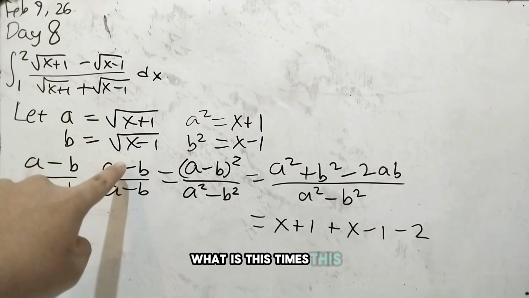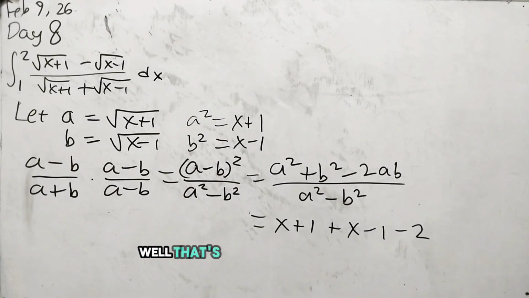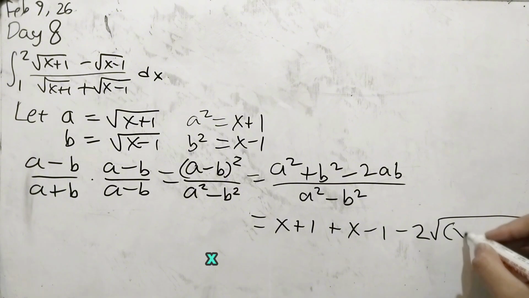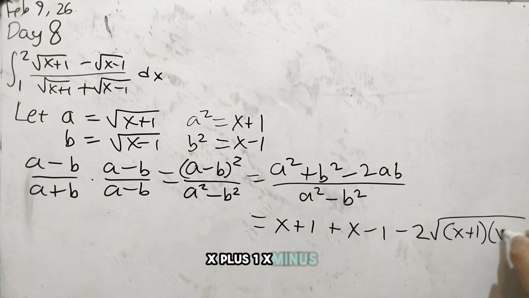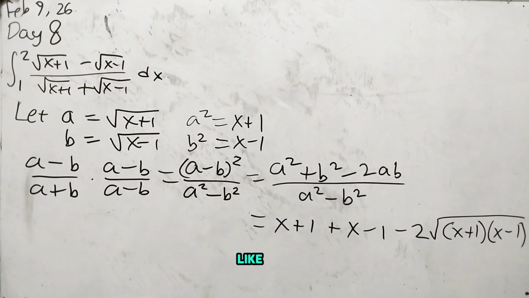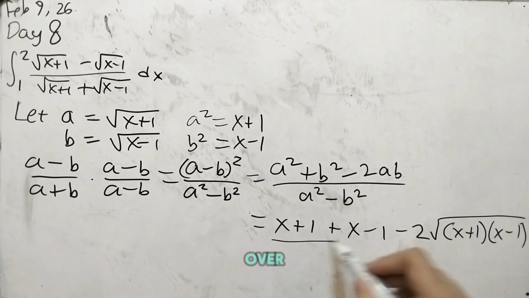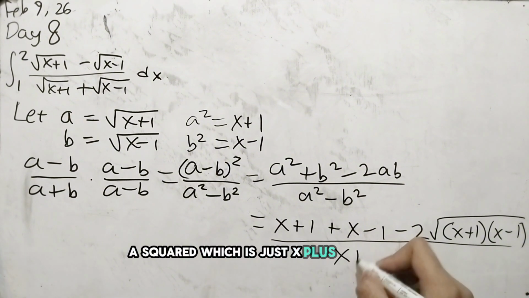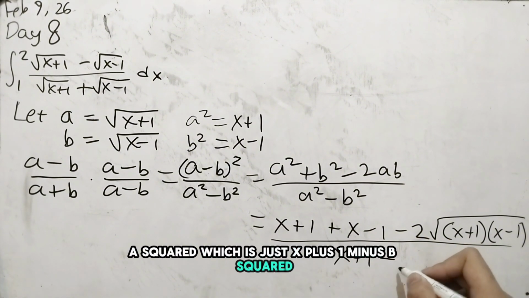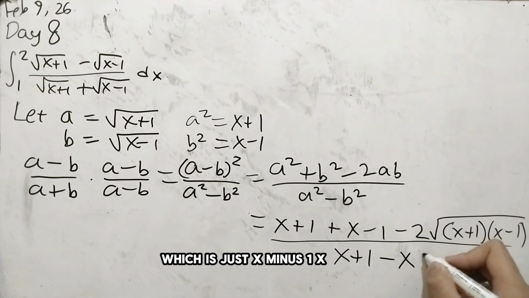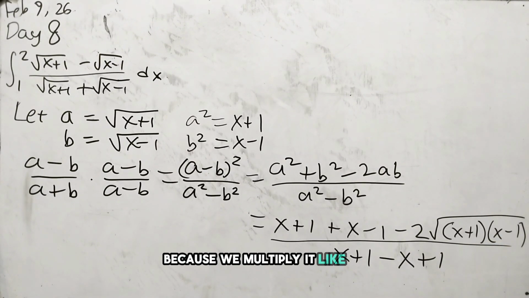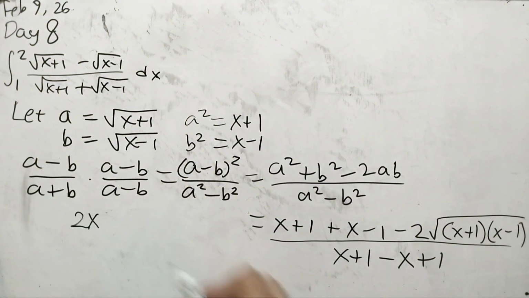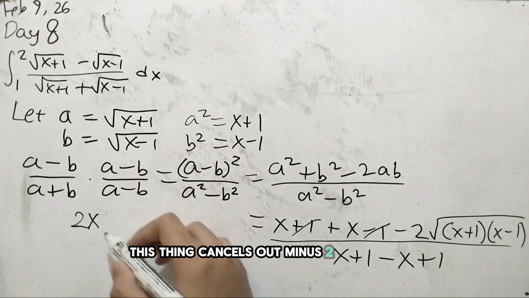What is this times this? Well, that's just the square root of both, right? We just have the square root of x plus 1 times x minus 1, over a squared, which is just x plus 1, minus b squared, which is just x minus 1, because we multiplied like so. This x with x, that's 2x. This thing cancels out, minus 2.